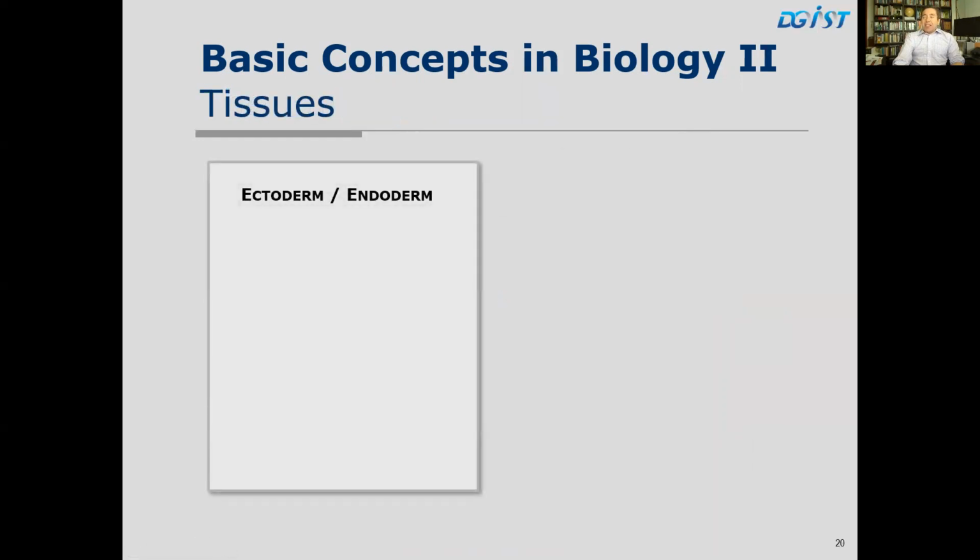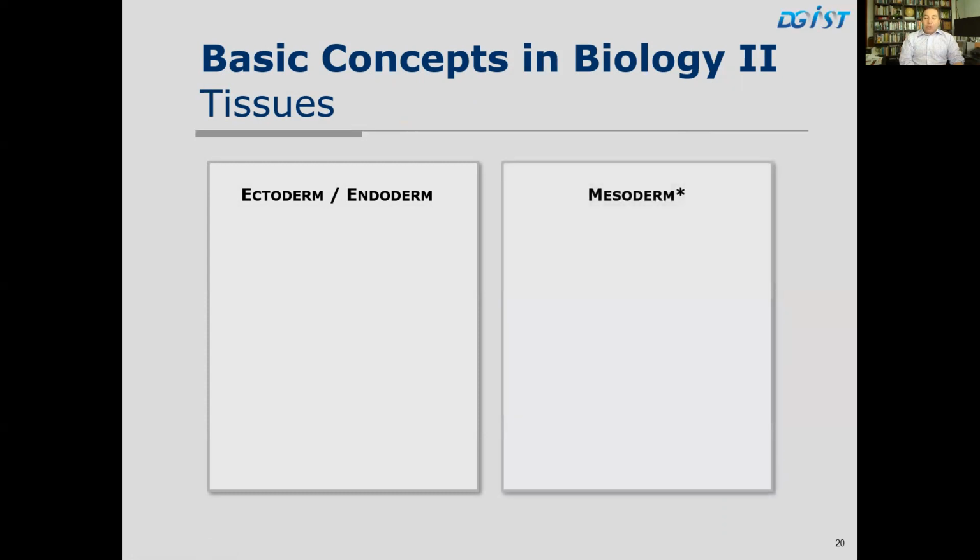So another basic concept in biology is that these cells are not just randomly associated around the body, they are organized into certain systems. We have what's called the ectoderm and the endoderm that are embryologically derived. The ecto means outside, endo means inside. And then we have the mesoderm, which is the in-between.